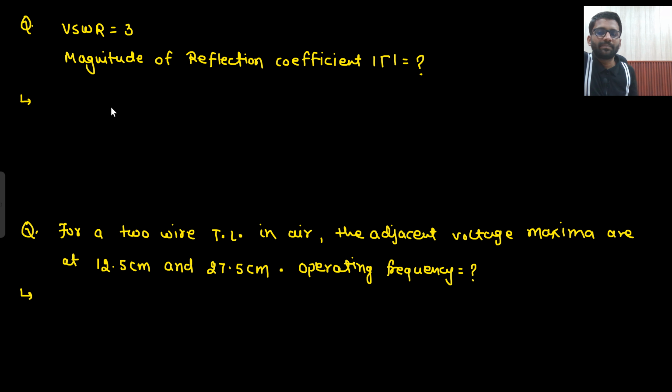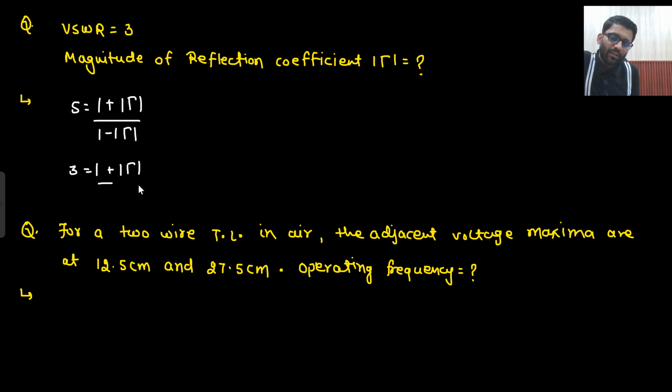What is this question saying? You need to find the reflection coefficient. So what do I know? 1 plus mode of gamma divided by 1 minus mode of gamma. So what is this given? 3. So from here you can solve and get the value of mode of gamma. But along with that, what you can do is that you can develop another formula.